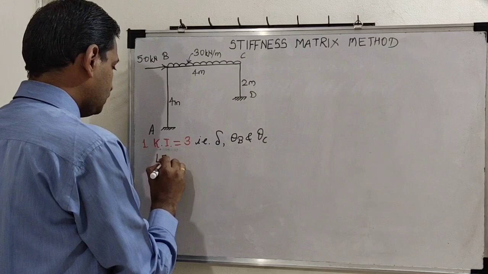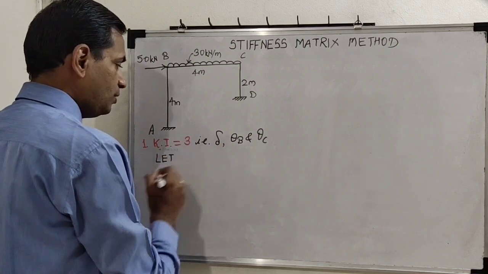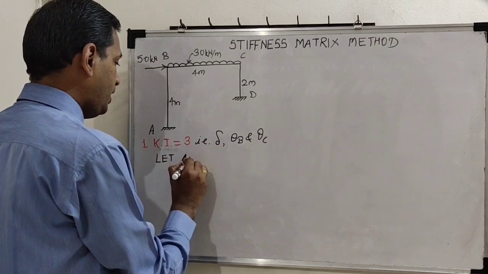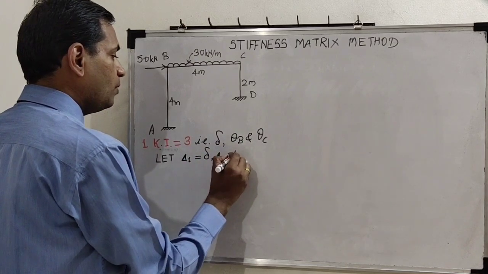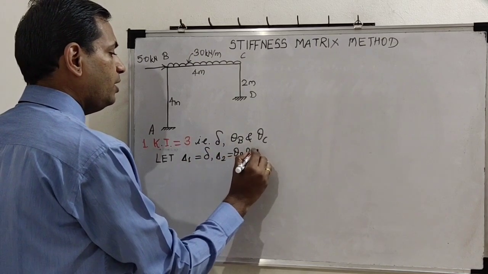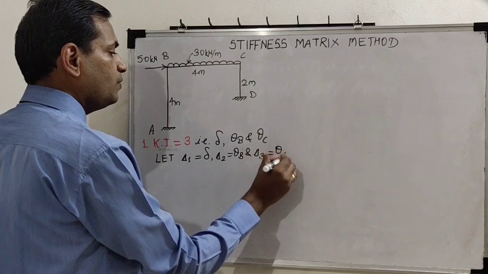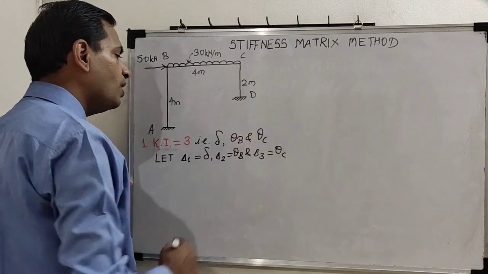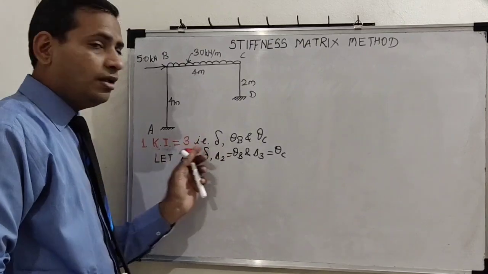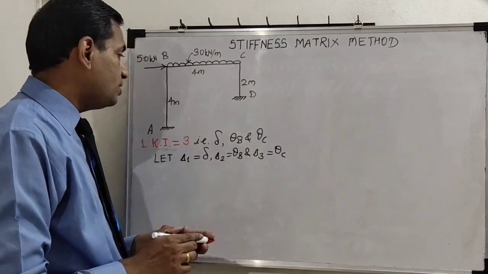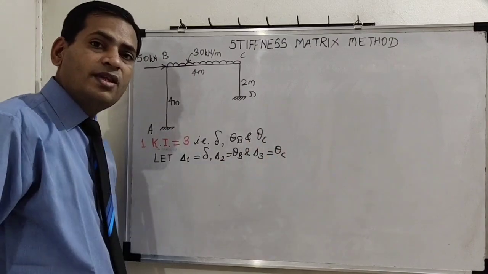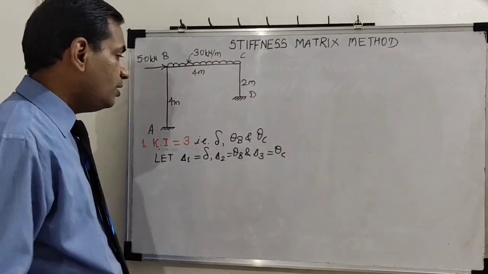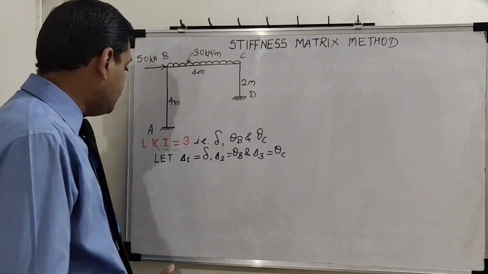So we shall give numbering to these unknowns. Delta 1 as small delta, sway of the frame, delta 2, rotation of B, and delta 3 as rotation of C. So giving numbering to these unknown displacements is important, and depending on these numberings, the stiffness matrix will be formed.